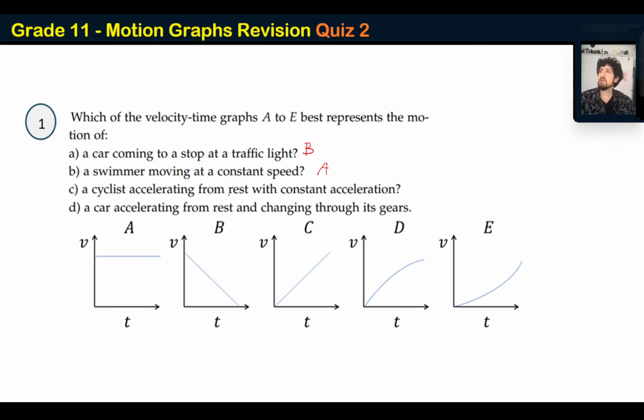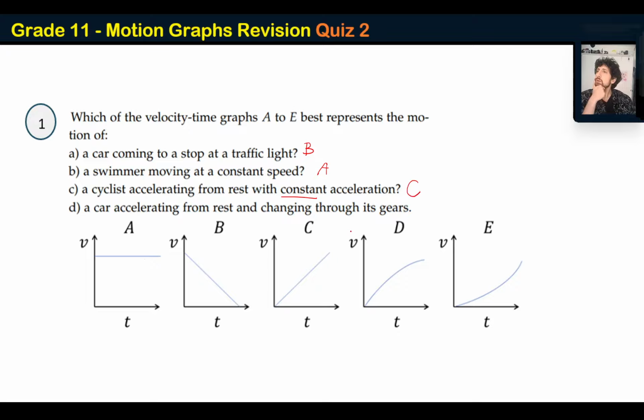Okay, a cyclist accelerating from rest with constant acceleration. So the word constant is a key word here. Constant means it's not changing. So there is acceleration, so the velocity is changing. However, the acceleration is not changing. So the velocity is changing, but the acceleration is not changing. So what does that mean? That means the velocity could be going up or down, but the acceleration, there's no change in acceleration. So it's not a curve, right? So it's a straight line. So what are we looking at? Rest with constant acceleration. So accelerating here refers to speeding up or positive acceleration. So that's going to be C.